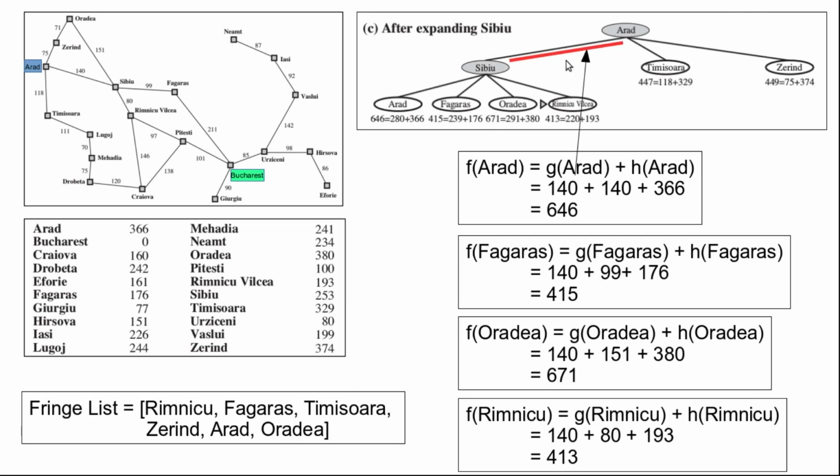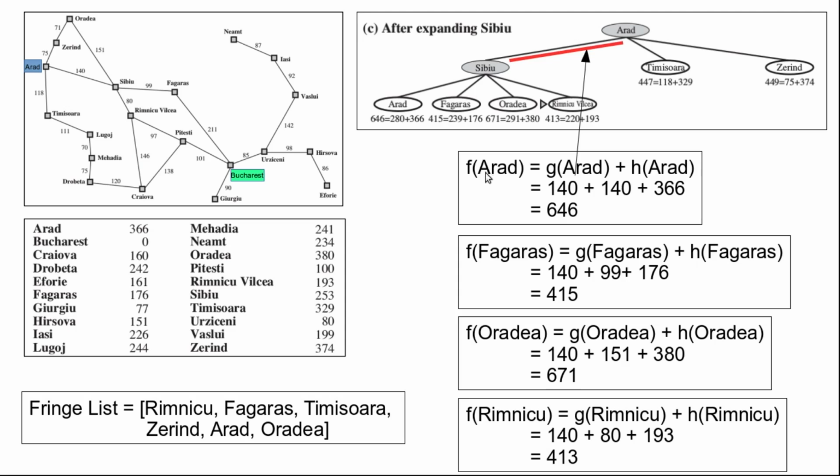So this diagram shows the 4 nodes that are being generated, and now we have to calculate the F value for all the 4 nodes that have been generated. So you have to calculate the F value of Arad, of Figueres, of Oradea, and of Rimniku.